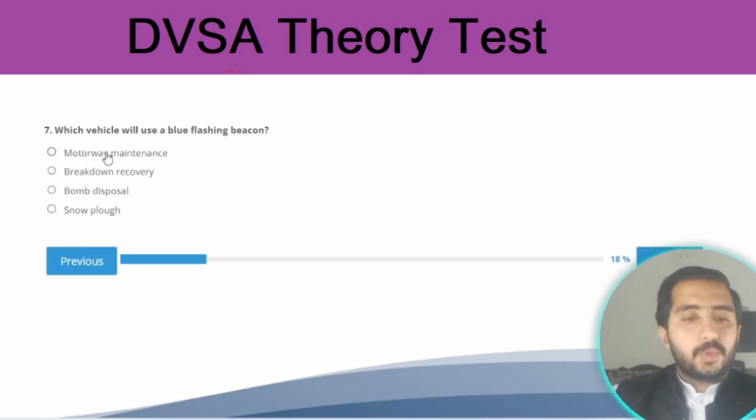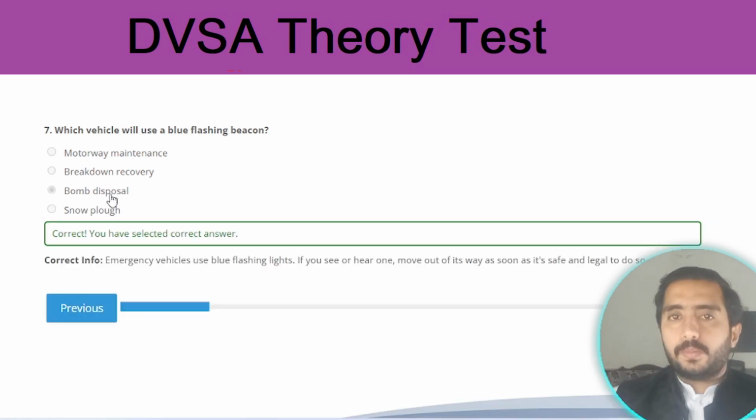Next question. Question number 7. What vehicle will use a blue flashing beacon? The correct option is bomb disposal. Option C is the correct one.